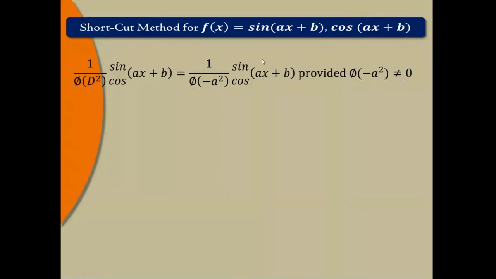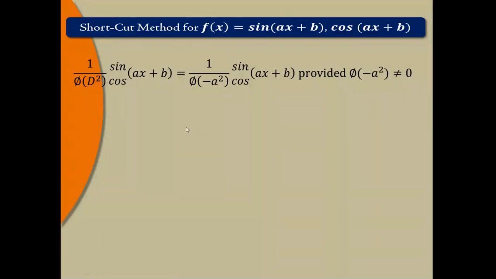If you remember in the last lecture, we saw if we have e raised to ax, then wherever there is a D, we replace it by a. Only a simple substitution we do. We replace D by a for e raised to ax in the shortcut method. But for sine or cos, wherever there is a D square, we have to replace it by minus a square. The only condition we have to check is that phi of minus a square must be a non-zero term.